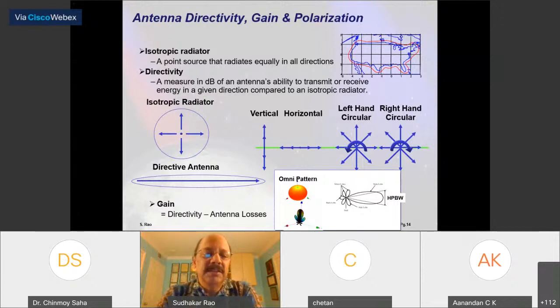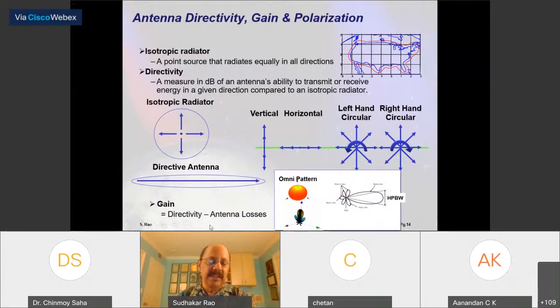Directivity is a measure of the antenna. It's in dB. It depends on how directive you can make the beam. For example, on the omni beam, you can see the pattern is very circular or spherical. If you want a directive antenna, you have to make a narrow beam. The narrower the beam is, the more directivity you get. It depends on the size of the aperture, the size of the reflector, for example, or array size.